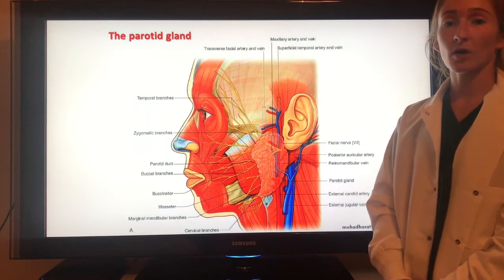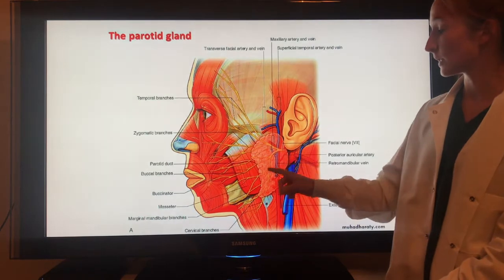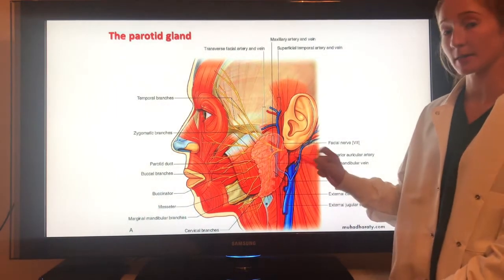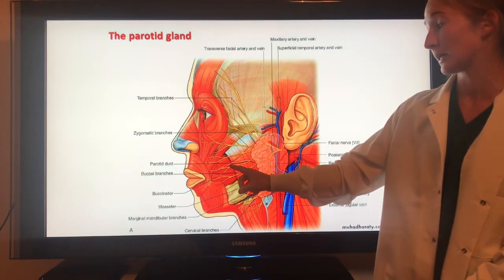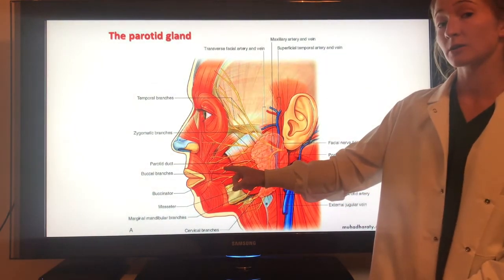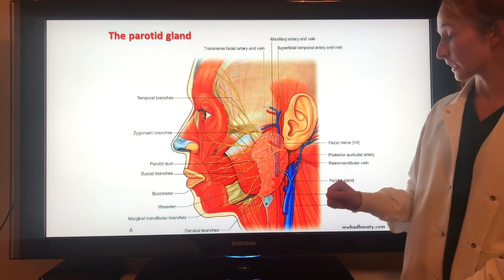The parotid gland is the largest of three paired salivary glands. It's found within the parotid bed, wedged in between the ramus of the mandible and the mastoid process. The parotid duct travels horizontally from the anterior edge of the gland, where it pierces the buccinator and enters the oral cavity through a small orifice.